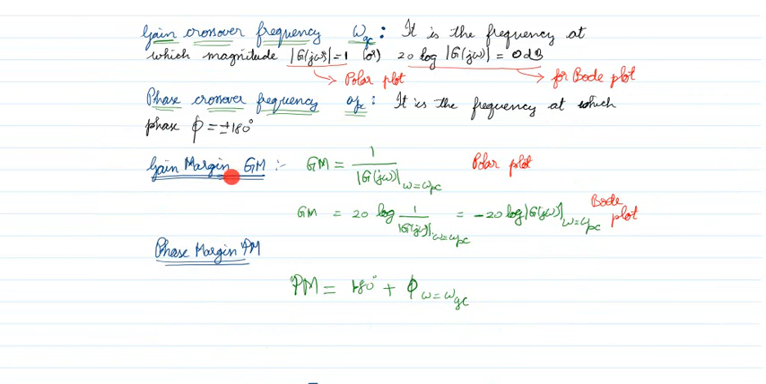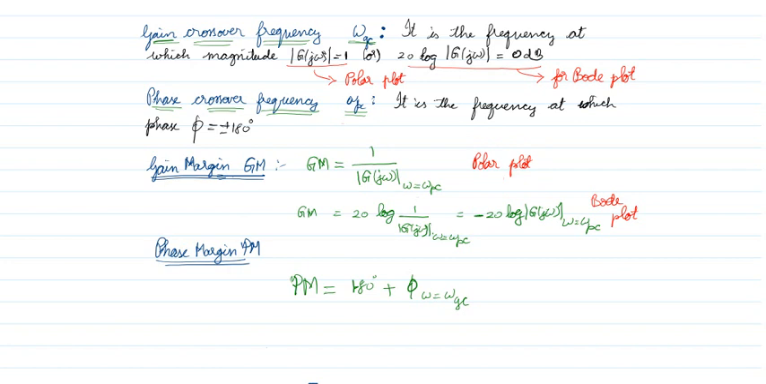Gain margin. What is gain margin? Simple, it is 1 by the magnitude, at what frequency? Omega PC. So to find the gain margin, first we have to find the phase crossover frequency, and we have to substitute it in the magnitude and take 1 by the magnitude. We get the gain margin. This is how we work with the polar plot.